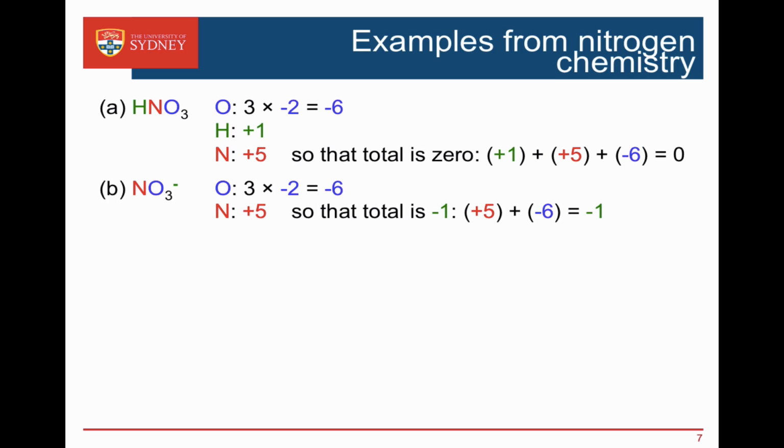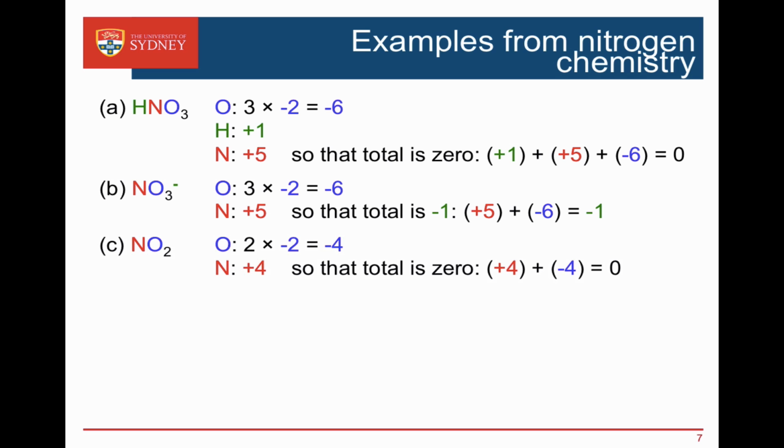+1 from the hydrogen, +5 from the nitrogen, and -6 from the oxygens adds up to 0. Nitrate, NO3-. Now the charges are going to add up to -1 because it's an anion. 3 lots of oxygen, 3 times -2 is -6. The nitrogen must again be +5. +5 on the nitrogen, -6 from the oxygens gives us an overall charge of -1. NO2, 2 lots of -2 from the oxygens is -4, and the nitrogen must be +4.